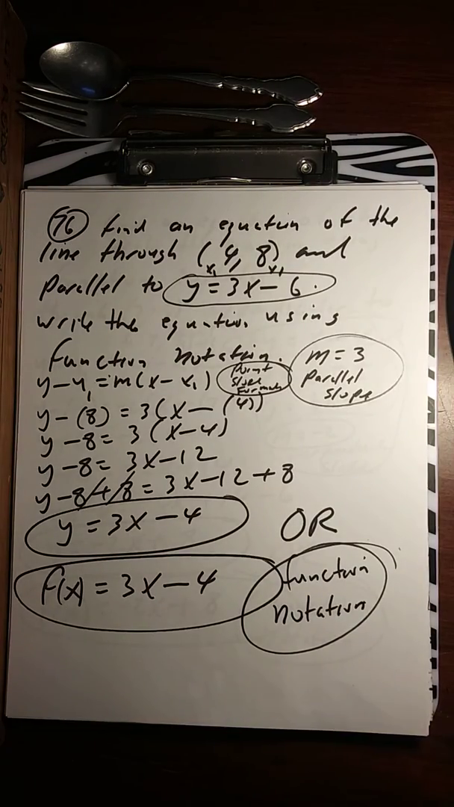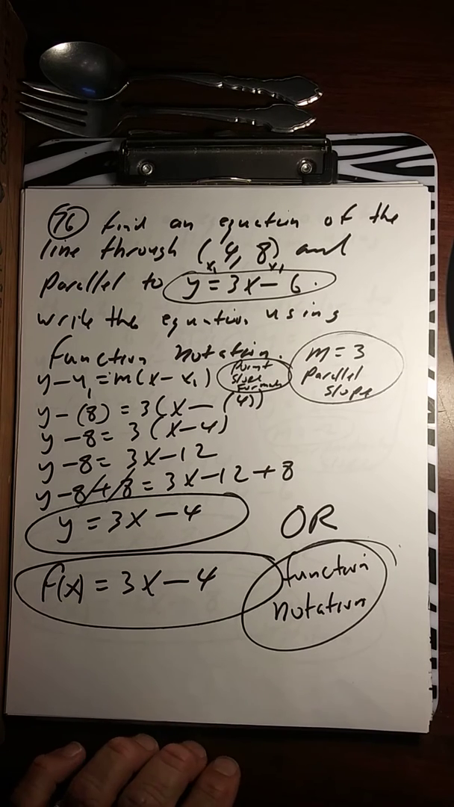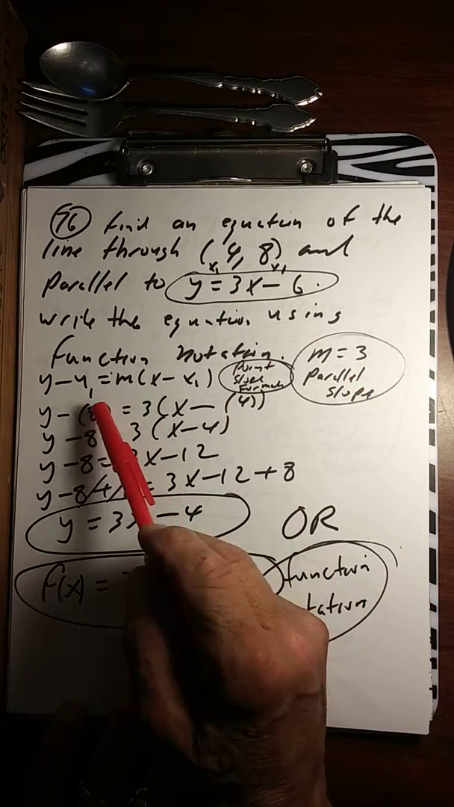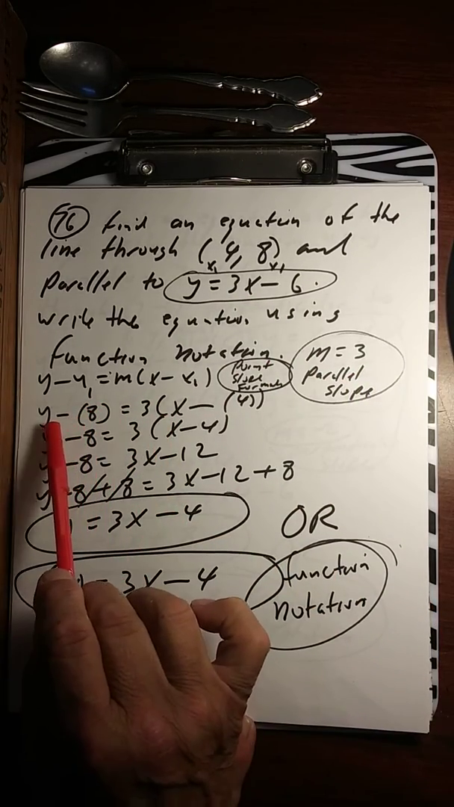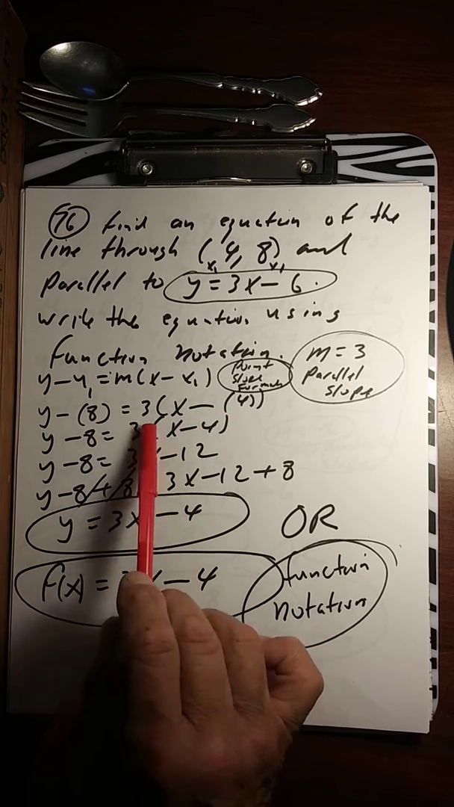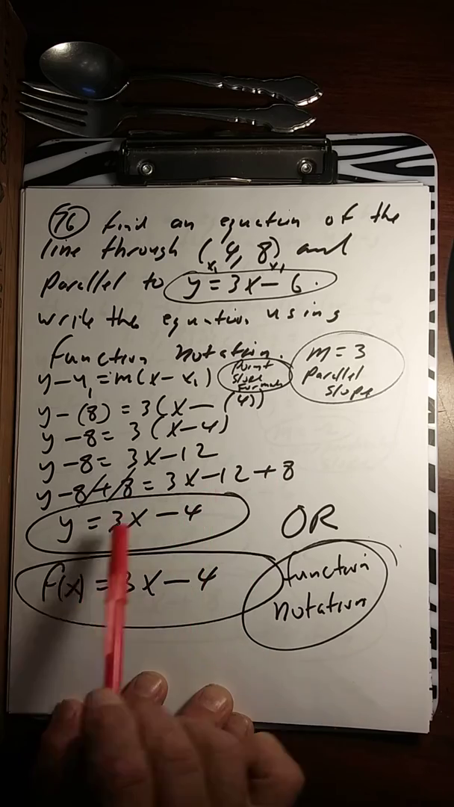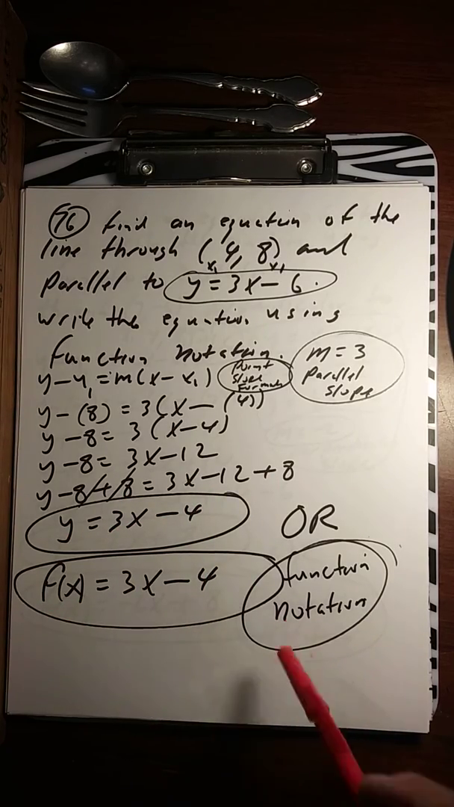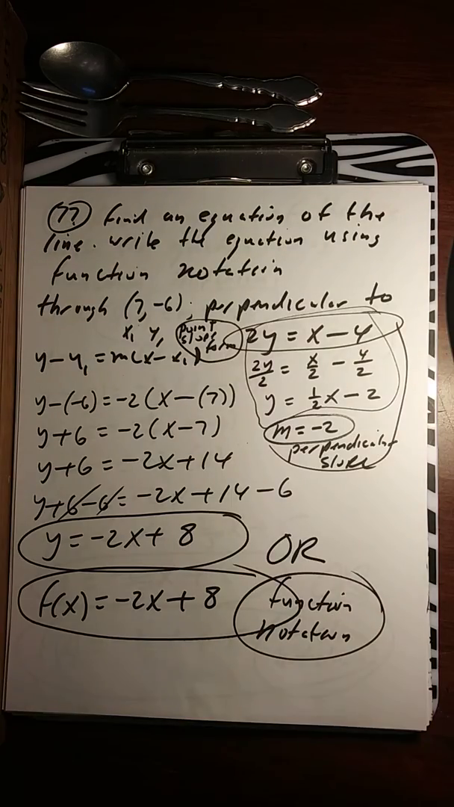Next one. Find the equation of the line through the given point that is parallel to this line. Parallel means what? It's the same slope. So parallel to this is that. Put it in there: y minus 8 equals 3 times x minus 4. 3 times that is 3x minus 12, plus 8, add 8. So y equals 3x minus 4. So f of x equals 3x minus 4, in function notation.